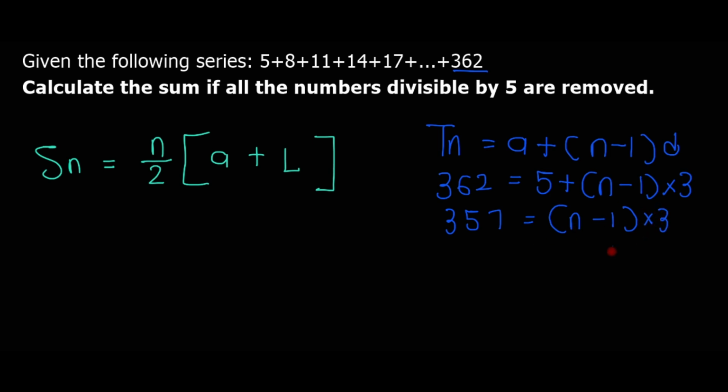And then you can multiply out the bracket, or you can divide by 3. So I will divide by 3, and then this will give me 119. So 119 is equal to n minus 1, and then from there you can solve for n. So n is equal to 120.